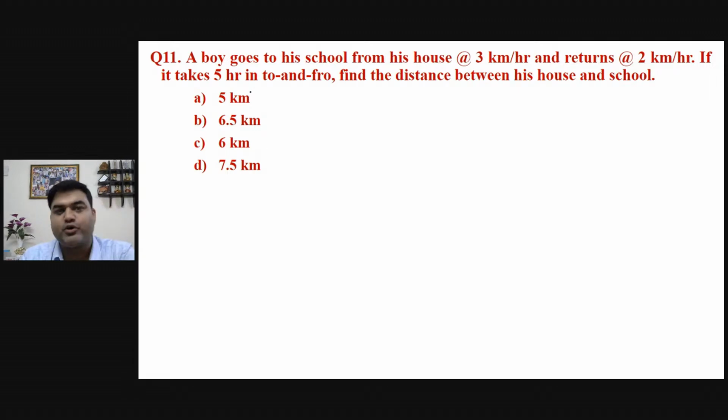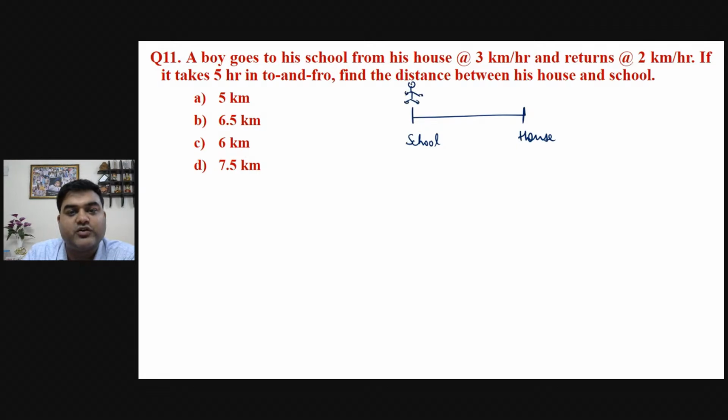The basic concept: a boy goes to his school. Suppose this is the school and this is his house. A boy travels from one place to the other. Going this side and coming back this side, will the distance change? Ideally no. Distance 1 becomes distance 2.